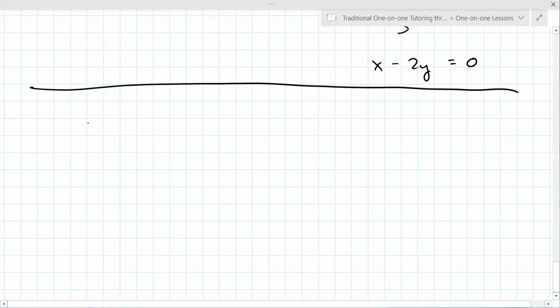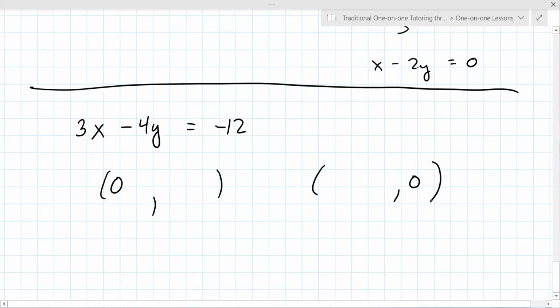Okay, let's do a few more of these intercept problems. So let's say it's 3x minus 4y equals negative 12. I want you to give me the two intercepts here. It would be 0 and positive 3, and negative 4 and 0.